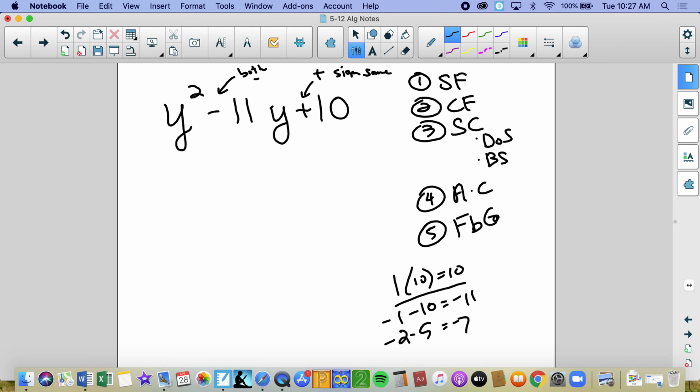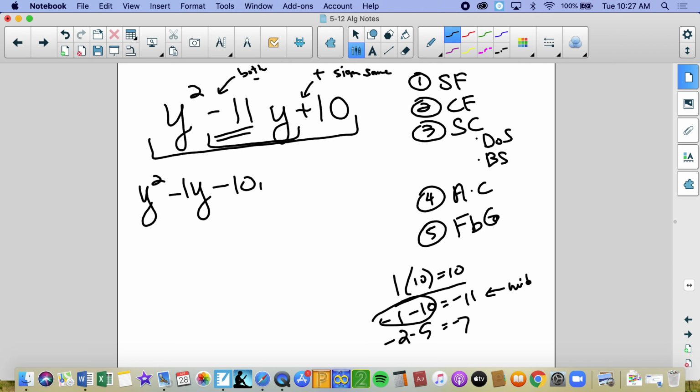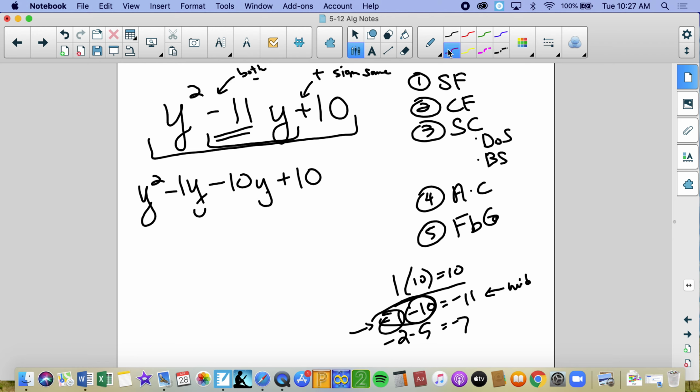Which one of those equals my middle? Well, my middle is negative 11. So I'm going to take these values and split this trinomial into a polynomial of four terms. That's by taking this middle term and writing negative 1y minus 10y plus 10. These two values came from negative 1 and negative 10. So that's where I got the negative 1 and negative 10 here. Now we're going to use factor by grouping, so we group the first two terms and the second two terms.